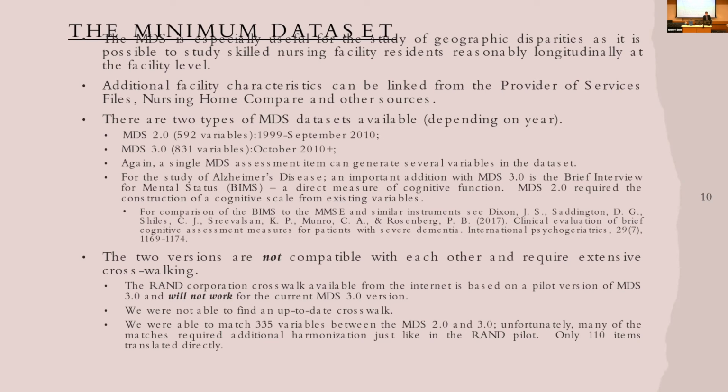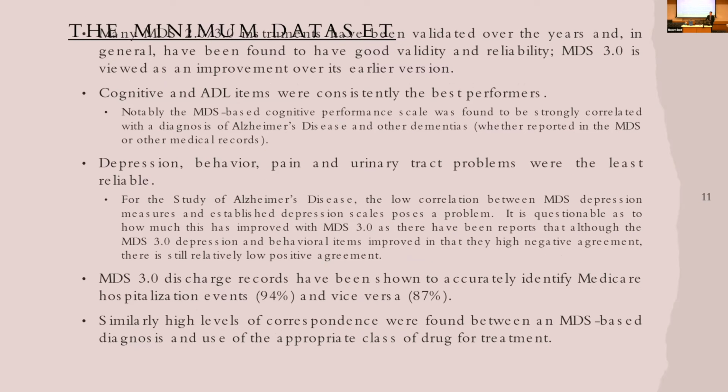But using our own work, we were able to match 335 variables between 2.0 and 3.0. Unfortunately, many matches required additional harmonization, just like in the pilot. Only 110 variables translated directly without any additional intervention.